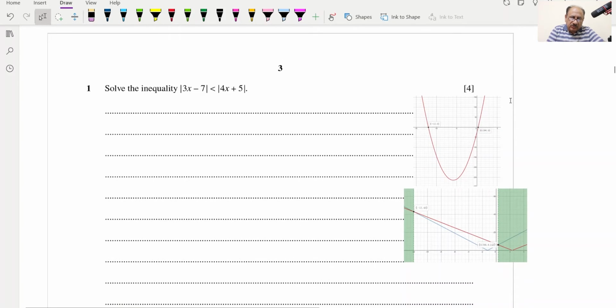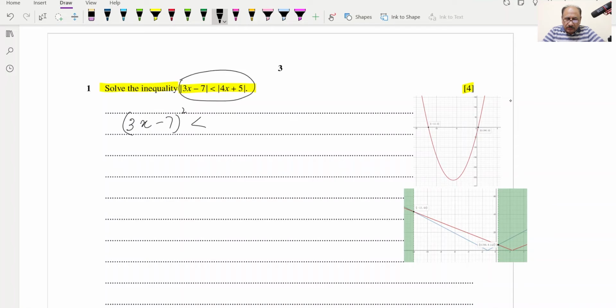Question 1 says solve the inequality. We have to solve this inequality, and this is a 4-mark question. This material is not part of the question paper. I have inserted it for explanation, and I will explain in a while. So let us start solving this inequality, and we can take squares to remove the mod.